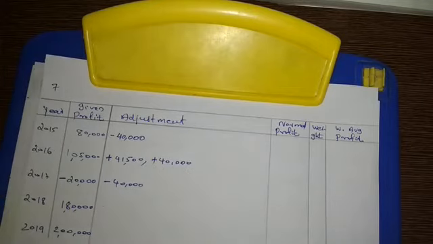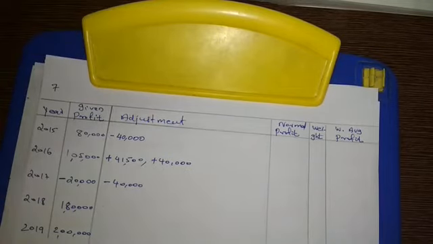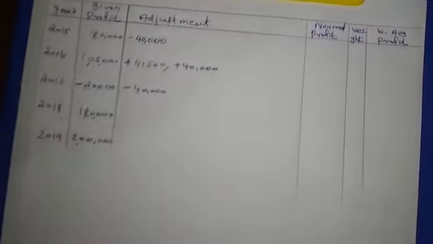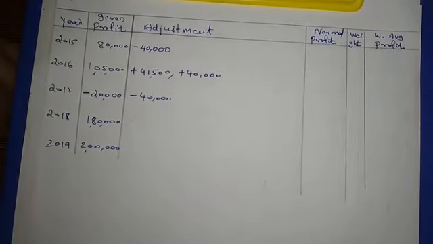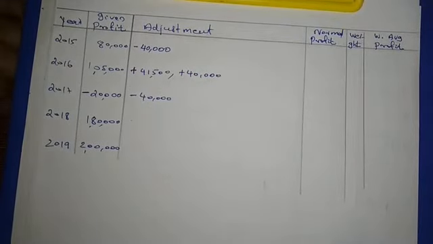So closing stock will affect 2 years. One is the same year, and next year this becomes the opening stock. So 2 treatments are required for that. Then that is the second point.